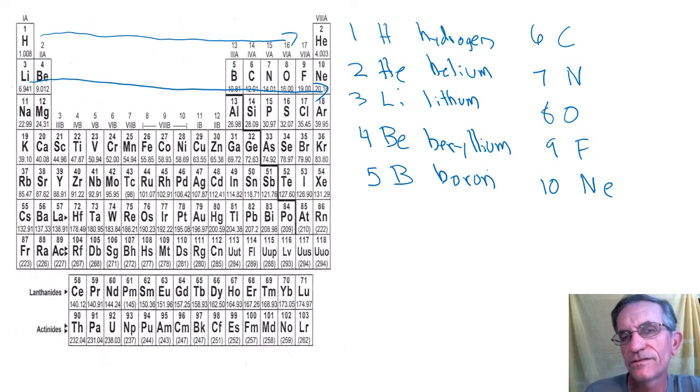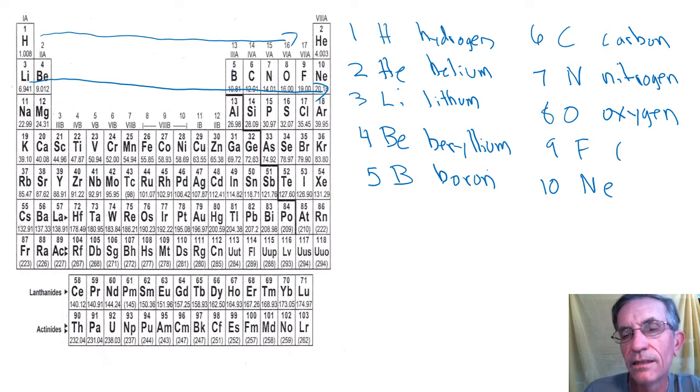Now the remaining ones are ones maybe you've heard a little bit more about. C is carbon. N is nitrogen. O, do you know what O is? O is oxygen. I think I mentioned that one a little while ago, actually. F is fluorine.